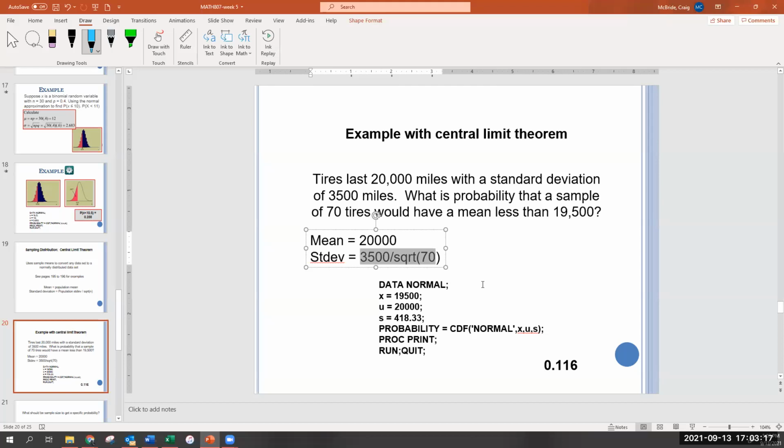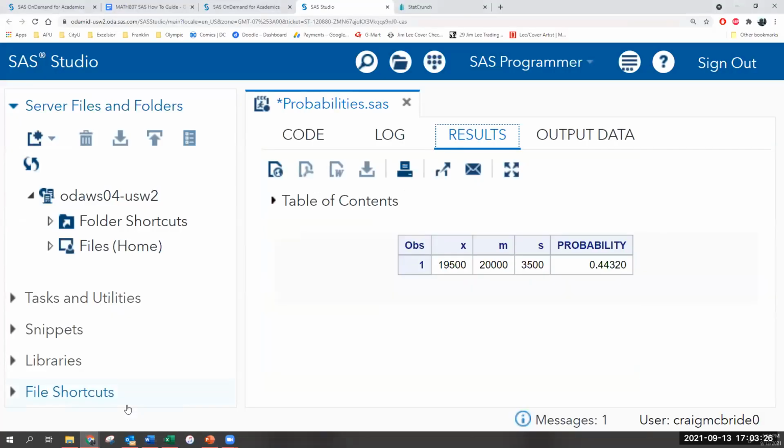So if we're a little bit to the left of it, and the CDF gives us the area to the left of that, it's going to be a little less than 50%. And that's how we got 44 point something. Okay, but that's 1 tire. We don't want to do 1 tire. We want to do 70 tires.